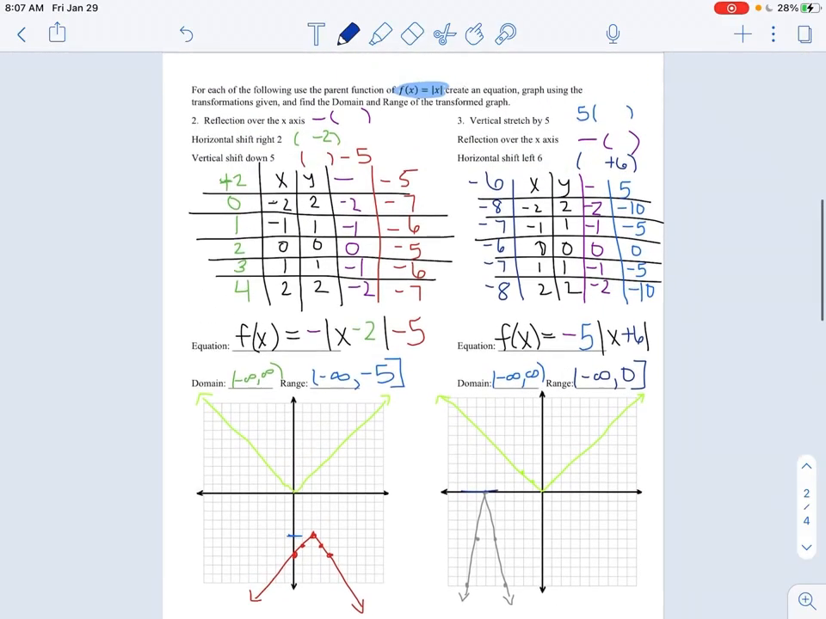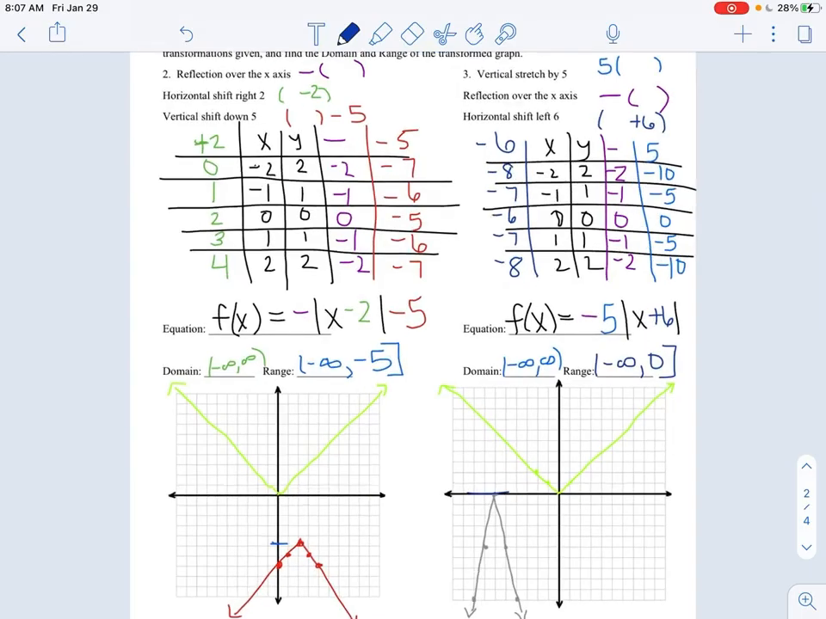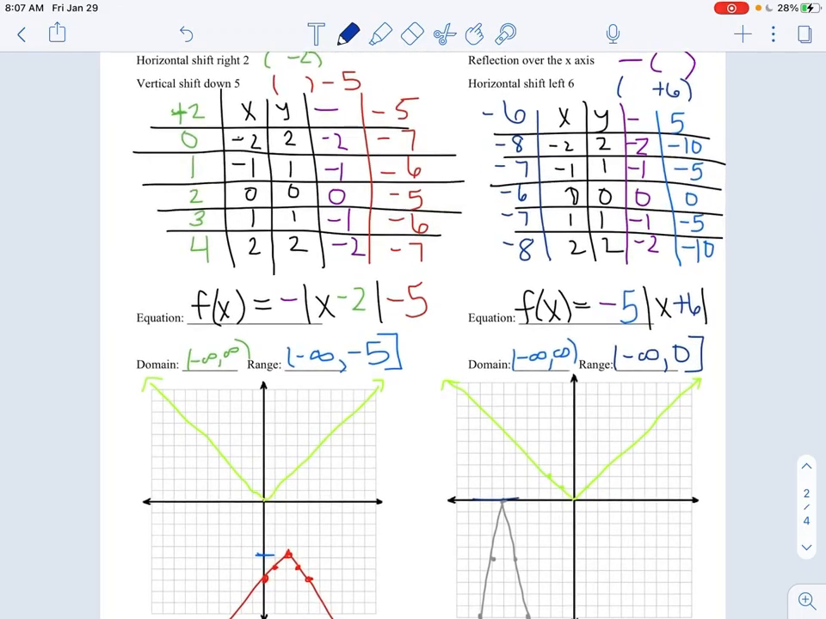Okay, so it's very similar to the transformations from lesson 1. The only difference is now we're using a real graph from a parent function that we are not given the physical graph at the start, but we're given the parent function equation. Okay, we'll finish the rest.